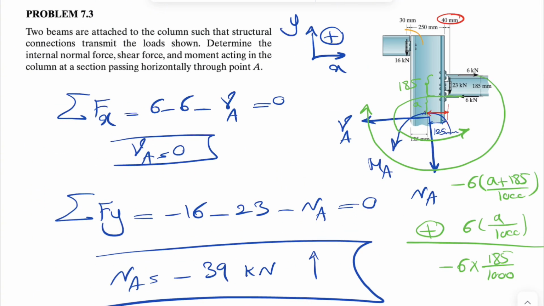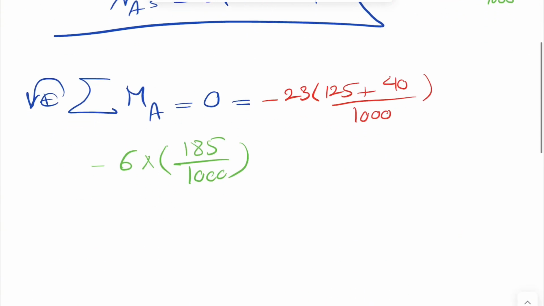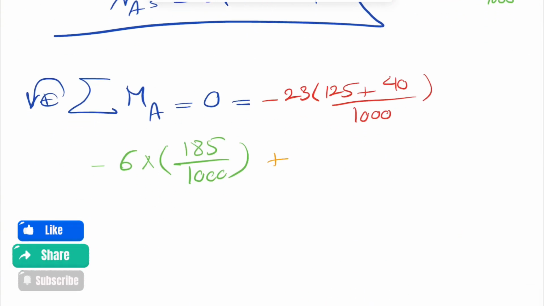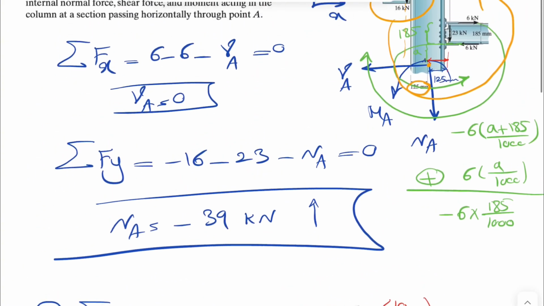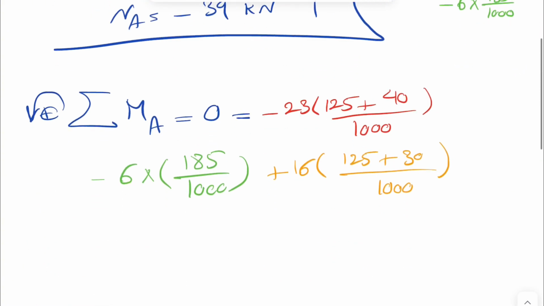And the last one is the moment of the 16 kilonewton force. The moment is counterclockwise, and the distance from A to the line of action will be 125 plus 30. So the moment is plus 16 times 125 plus 30, again divided by 1,000 in order to get it in meters. And the last one is the moment that we are trying to find, our bending moment MA. We consider that one counterclockwise, so positive.